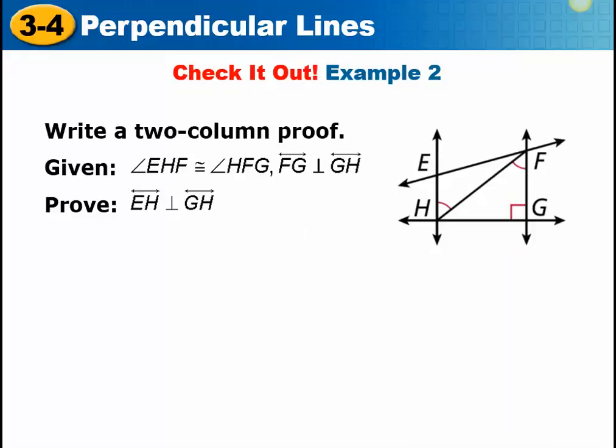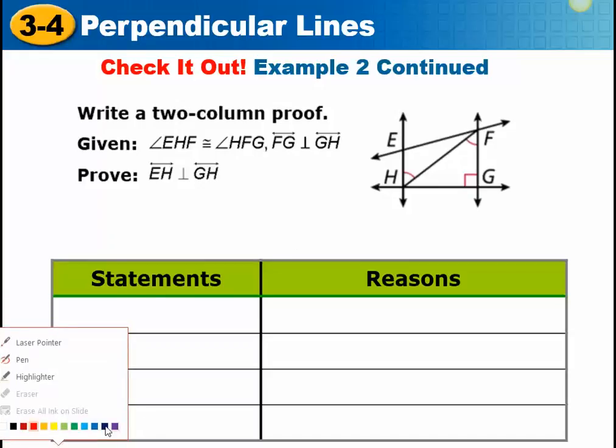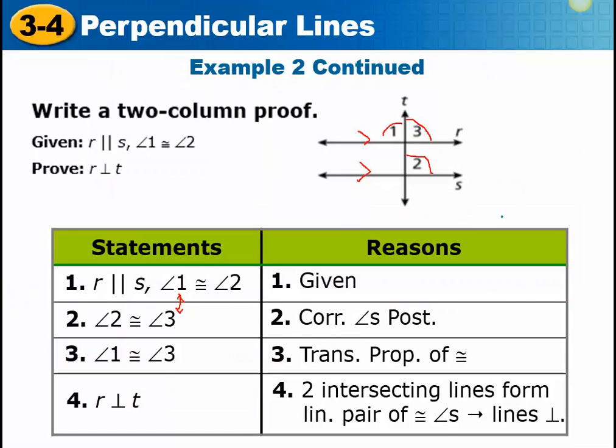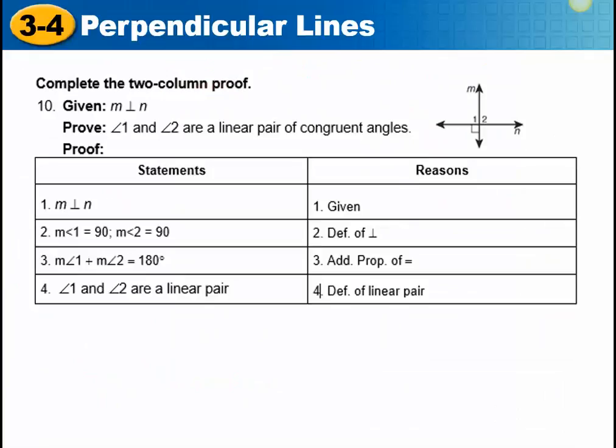All right, this one asks you to do a proof as well. It looks crazy, so we'll just take it step by step here. It says that angle EHF, oh, that's already marked congruent, is congruent to HFG. So we've got this one is congruent to this one. If that was not marked, we would have marked it, but it's there. So this angle is congruent to this angle. We also know that FG is perpendicular to GH. That's why we have a right angle marked here. I guess it does not want me to use my pen.